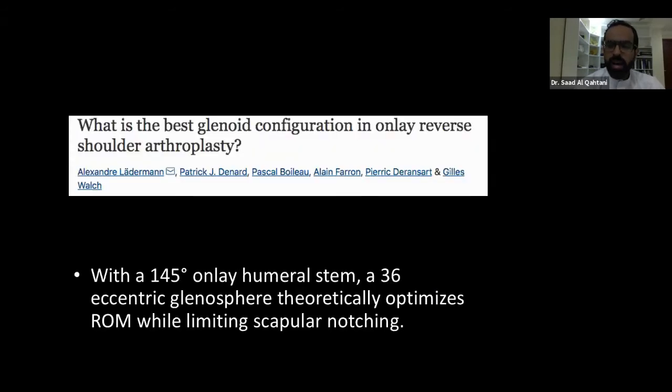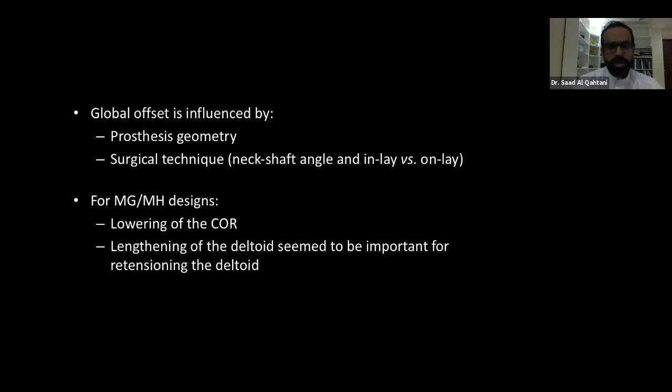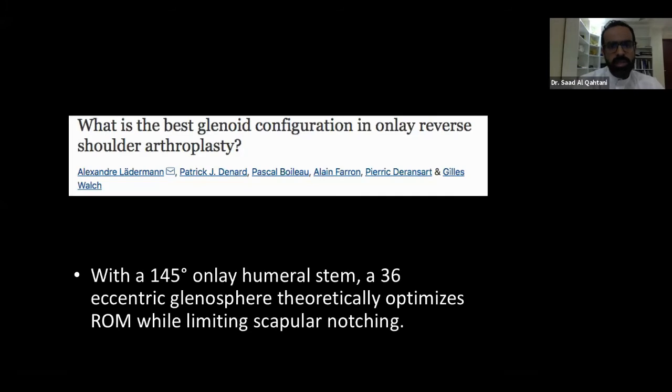So after having all these new implants and new concepts, which one should we use, which one is the best? There are a lot of biomechanical studies, computer studies, and some mechanical and clinical studies. Until now, we don't know what's the best, but take this study, what's the best glenoid configuration for an onlay reverse shoulder arthroplasty, by Lederman. They found that if you use a 145 onlay humeral stem, a 36 eccentric glenosphere will optimize the range of motion and limit scapular notching.